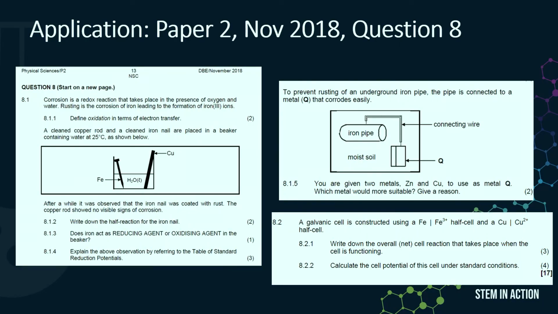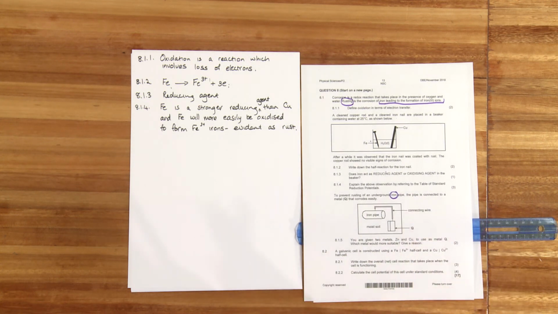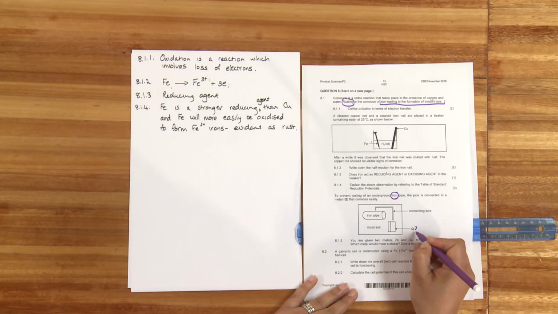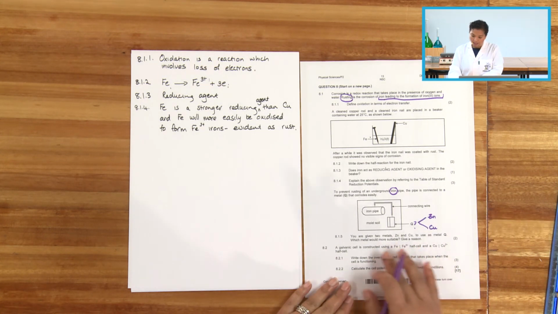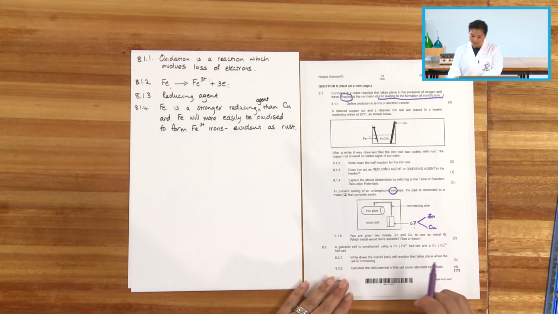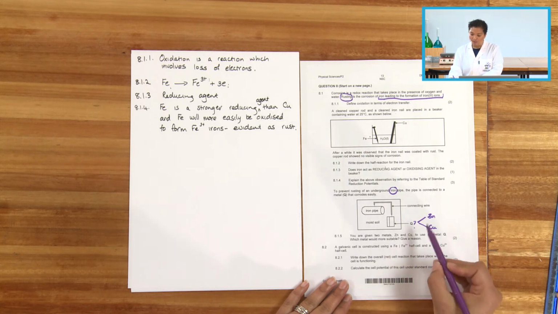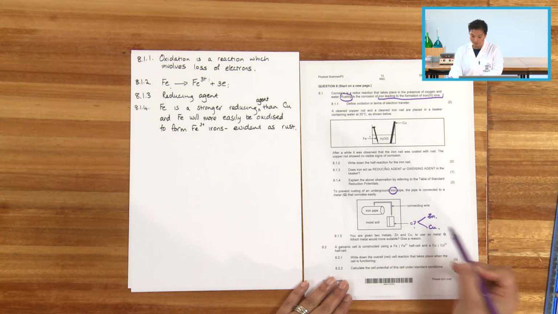To prevent, let's have a look over here. To prevent rusting of an underground iron pipe, so our metal here is iron. The pipe is connected to metal Q, so we have an unknown metal over there. And this metal Q corrodes easily, all right? So which means it loses mass, it will break down easily. You are given two metals, zinc and copper, to use as metal Q. Which metal would be more suitable? So we don't know what metal Q is, but it could either be zinc metal or copper metal.